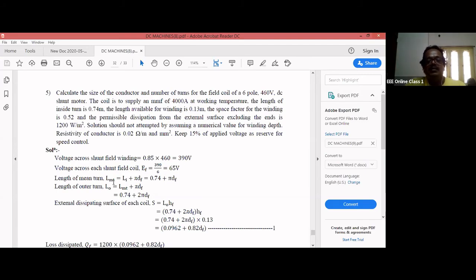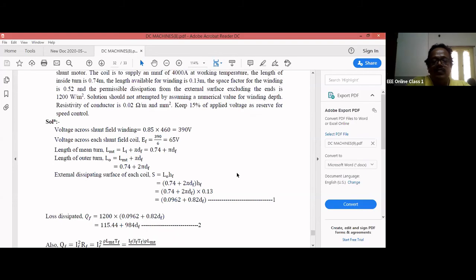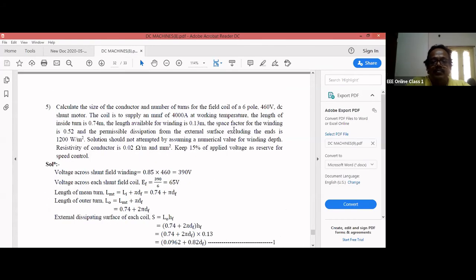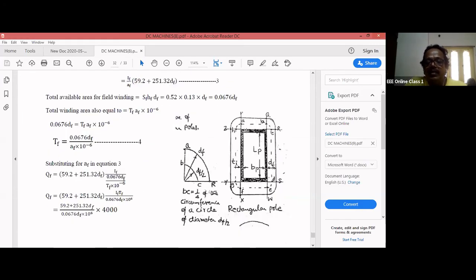Length of mean turn, LMT. If you want to calculate the length of mean turn, you have to calculate this A, B, C, D, E, F thing. Everyone knows the formula. But here, instead of giving the length of mean turn, they have given the length of inner turn. The length of inner turn is 0.74 meter, which is Li. This is Li, and this is your L0. L0 is nothing but the perimeter, PQ, RS, WX, Y, Z. After the insulation of the pole, this is your Li. So they have given Li.